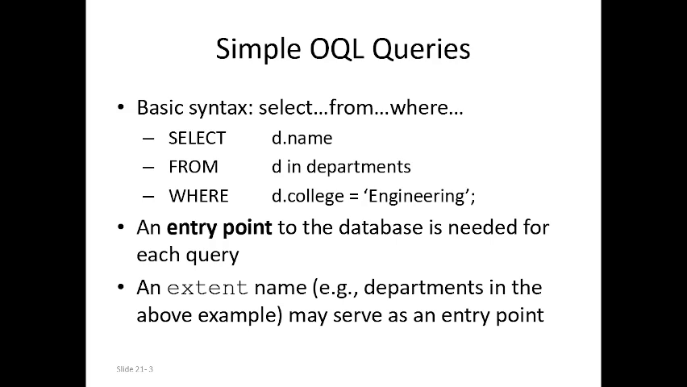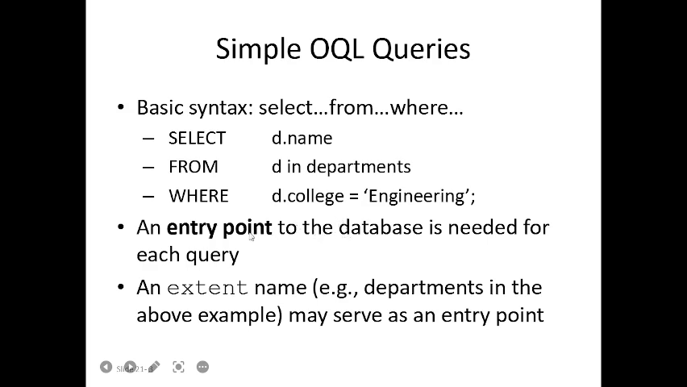Now simple OQL queries. The basic OQL query syntax is a select from where structure, as it is for SQL. For example, the query to retrieve the names of all departments in the College of Engineering can be written as follows: select D.name from D in departments where D.college = 'Engineering'.